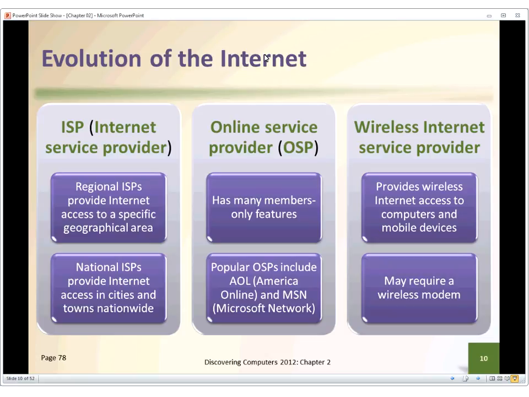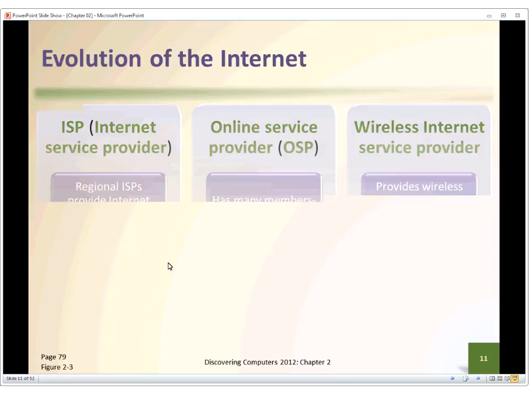There are other providers as well, though, besides ISP. That's your connection. There are online service providers, or OSP. These have member-only features, so you join up. So America Online, MSN, Microsoft Network, those are online service providers. Comcast does that too. I have my Comcast account, and I have services provided through Comcast as well. There are wireless internet providers as well. They provide access without wires to the internet. You do need to have a wireless modem in order to make that connection in most cases.